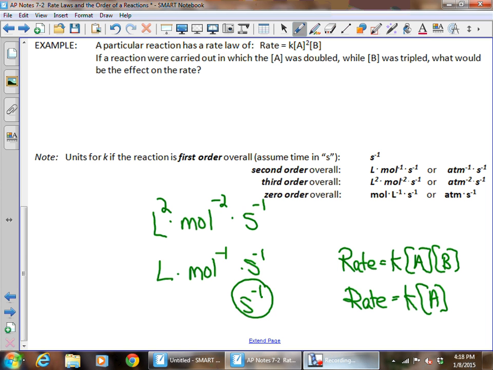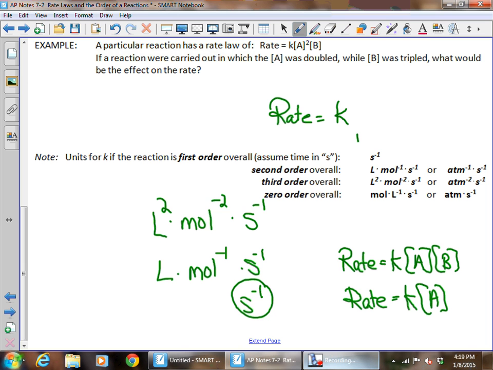Now the weird one that you've got to think about, and I've only seen this like once, but what if the overall rate order of the reaction is 0? So you've got something like this. Rate is equal to Ka to the 0. Well, in AP, if you see that A to the 0, they're going to simply leave that out. So what do you end up with? You end up with that rate is equal to K. And we just saw, think about it, if K is equal to rate, then the units for K are the same as the units for rate.